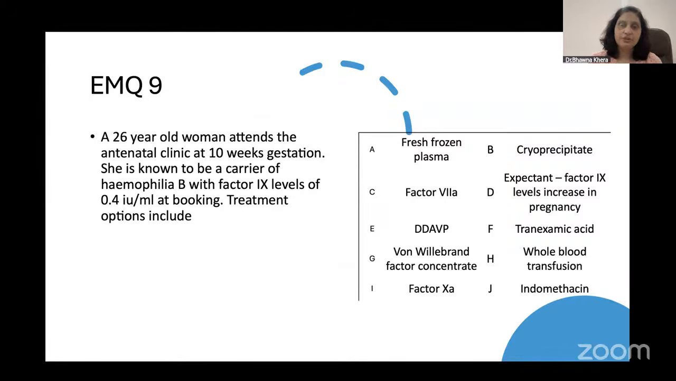Coming to the next question here. A 26-year-old woman attends the antenatal clinic at 10 weeks gestation. She is known to be a carrier of hemophilia B with factor 9 levels of 0.4 at booking. The treatment options include: let's see who is answering.